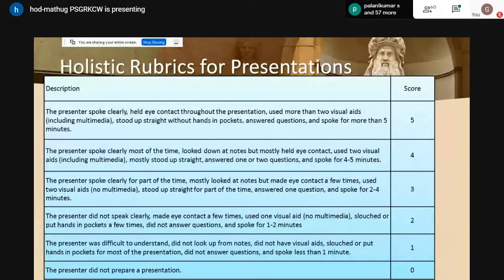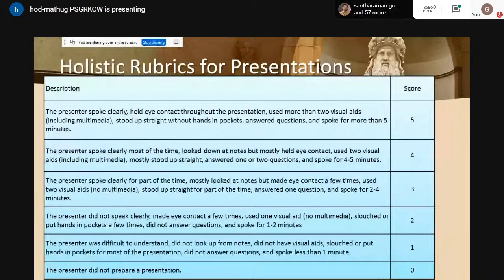3.4. The presenter is not speaking. He has made eye contact a few times and he has used a visual aid and put it in the box a few times. He has answered questions and spoke for 1 to 2 minutes. Then I will give 2.